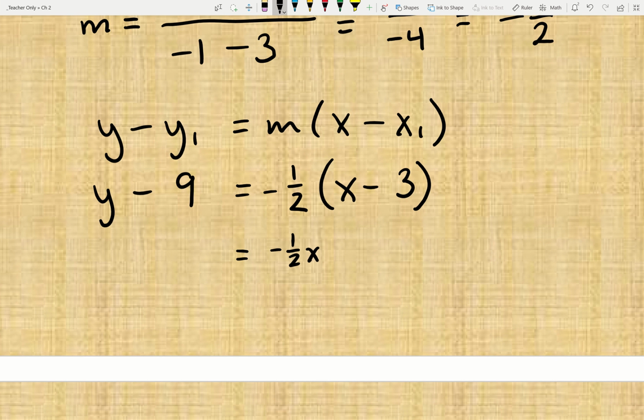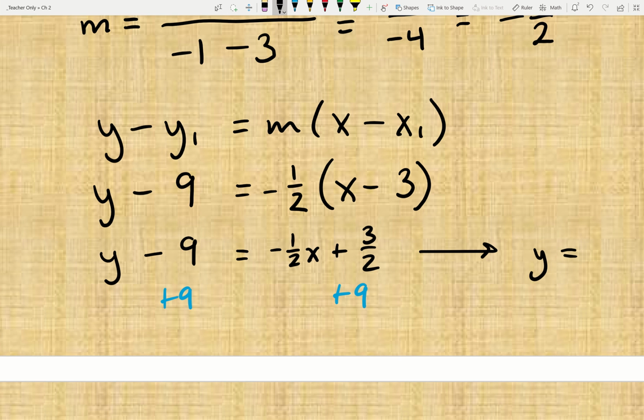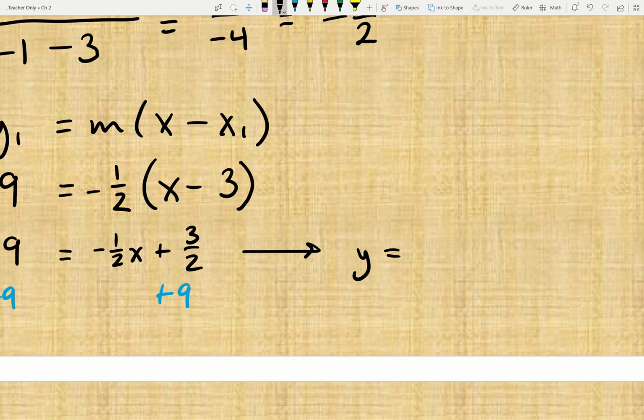So negative 1/2 x plus 3/2, and that's equal to y minus 9. And then if I go ahead and add 9 to both sides here, then I would get y by itself. y would be equal to, it looks like here that would be a 3/2 plus 9. That would be 21 over 2. So I could rewrite this as negative 1/2 x plus 21 over 2.